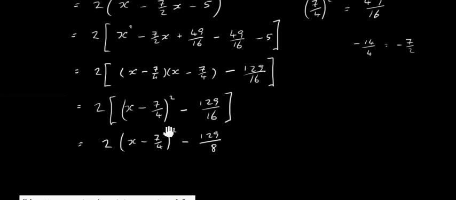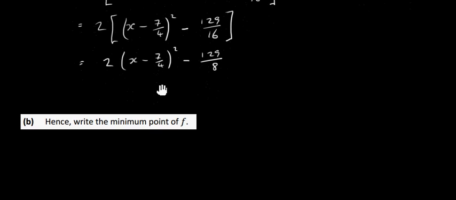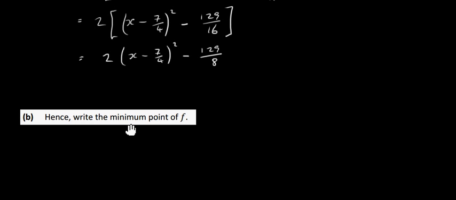Let's have a look at the next part then. The next part just says, hence write down the minimum point of f. Well, from the completed square form, we can look at these two values here, which will give us the turning point, or the minimum or maximum point depending on your quadratic. In this case, our quadratic will look something like this, and there'll be a minimum point down here, and this is given by these two numbers here.